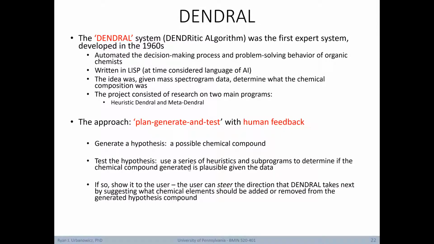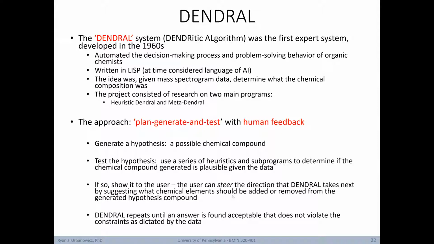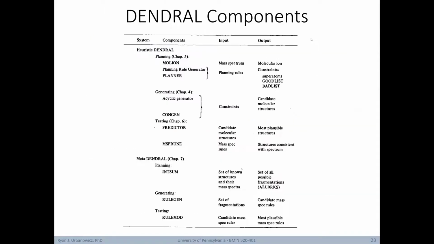Then, if it was plausible, show it to the user, and the user can steer the direction of DENDRAL by suggesting what chemical elements should be added or removed from the generated hypothesis compound. DENDRAL repeats this process until an answer is found that is acceptable and does not violate the constraints as dictated by the data. This table summarizes the algorithmic components behind the DENDRAL system.